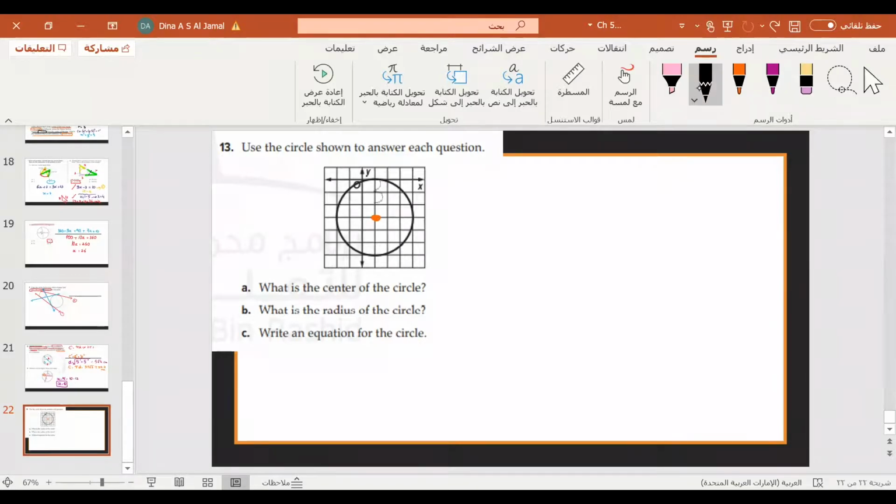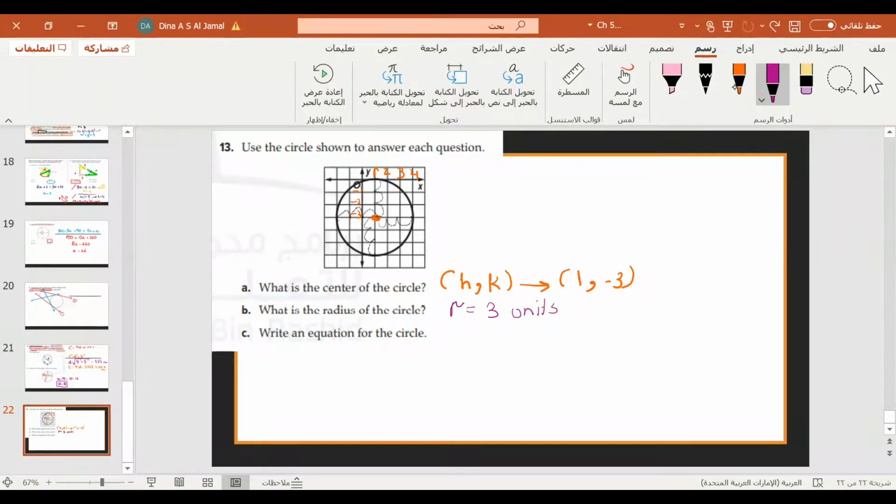So 1, 2, 3, 1, 2, 3, 1, 2, 3, 1, 2, 3. So that means you can just locate it. This is your positive 1, 2, 3, 4, and this is your negative -1, -2, -3. So your center will be (h, k), which is (1, -3). And what's your radius? It is the equal distance from the center to each side, so it is 3 units.